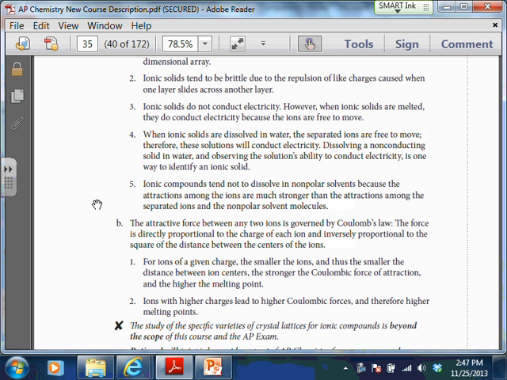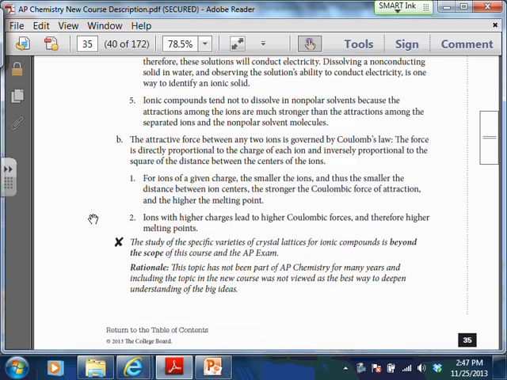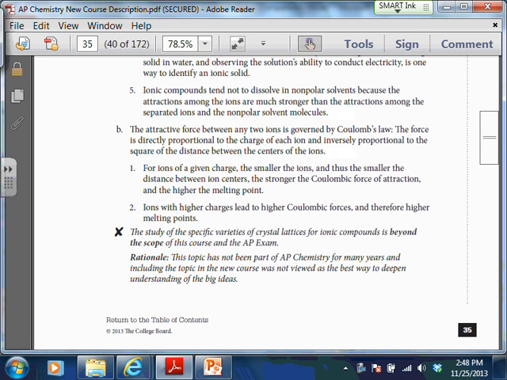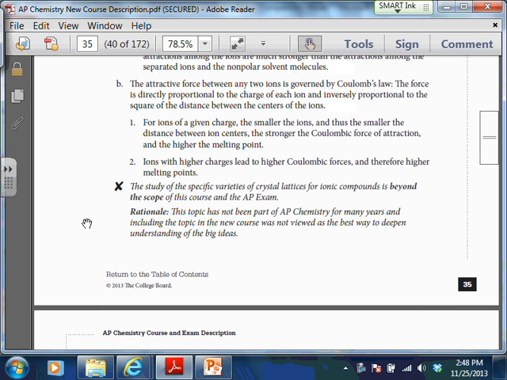Dissolving a non-conducting solid in water and observing the solution's ability to conduct electricity is one way to identify an ionic solid. Ionic compounds tend not to dissolve in nonpolar solvents because the attractions among the ions are much stronger than the attraction among the separated ions in the nonpolar. So in other words, if you put it in something that's nonpolar, then they're not going to want to separate from one another. It takes something very polar like water to be able to pull those ions apart from one another to form those ion-dipole bonds. Okay? And then the attractive force between any two ions governed by Coulomb's law. And we've talked about this part a little bit.